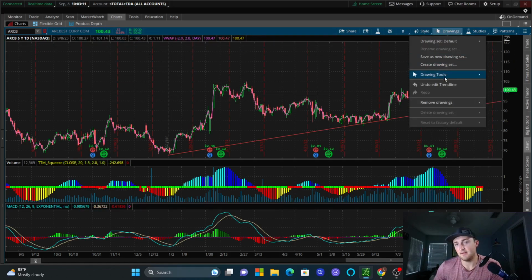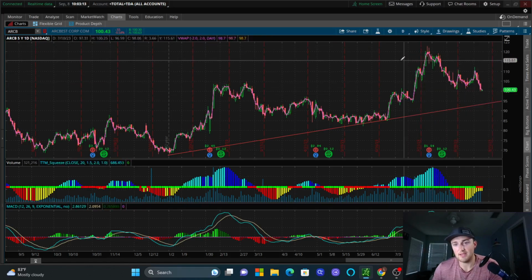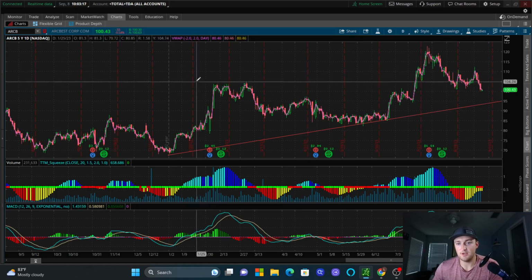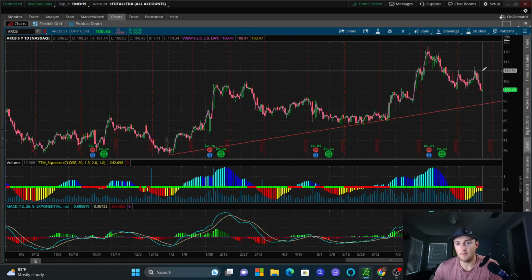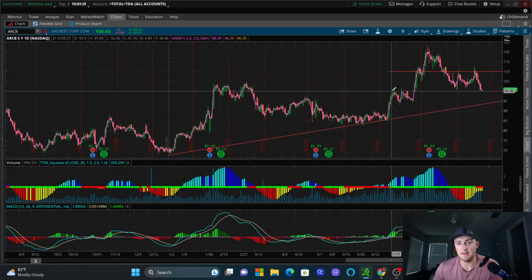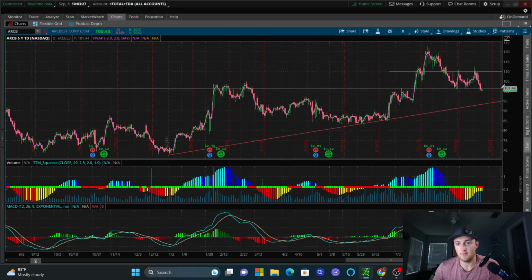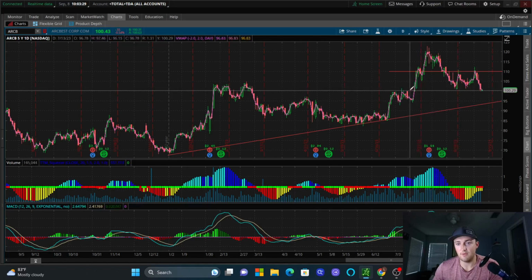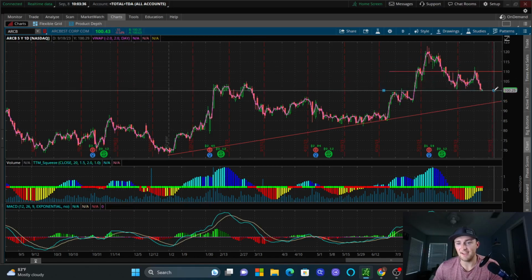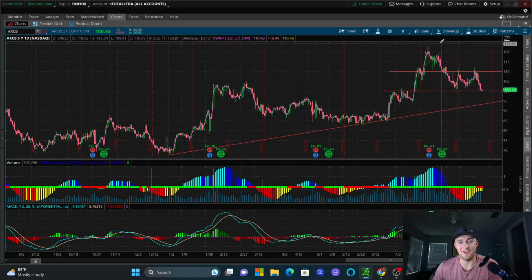Let's see here. If I go to my drawing tools and draw some price levels, I want to show you a few things. First, I want to show you this area right here. We tested the 110 level. Looks like we rejected to the downside. And it looks like our current support zone is right around where we're at now, this $100 level. Let me show you exactly why I'm drawing it right here. There we go. Alright.